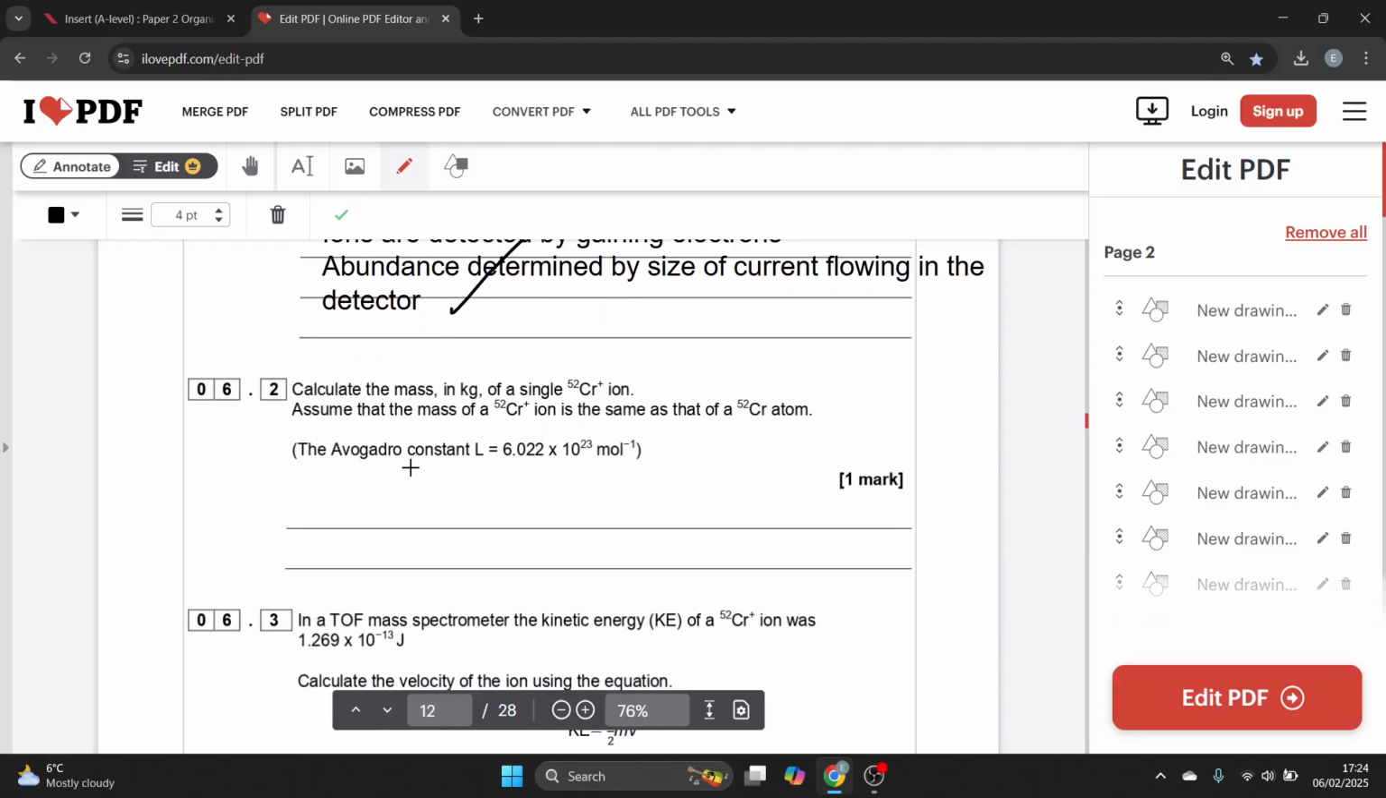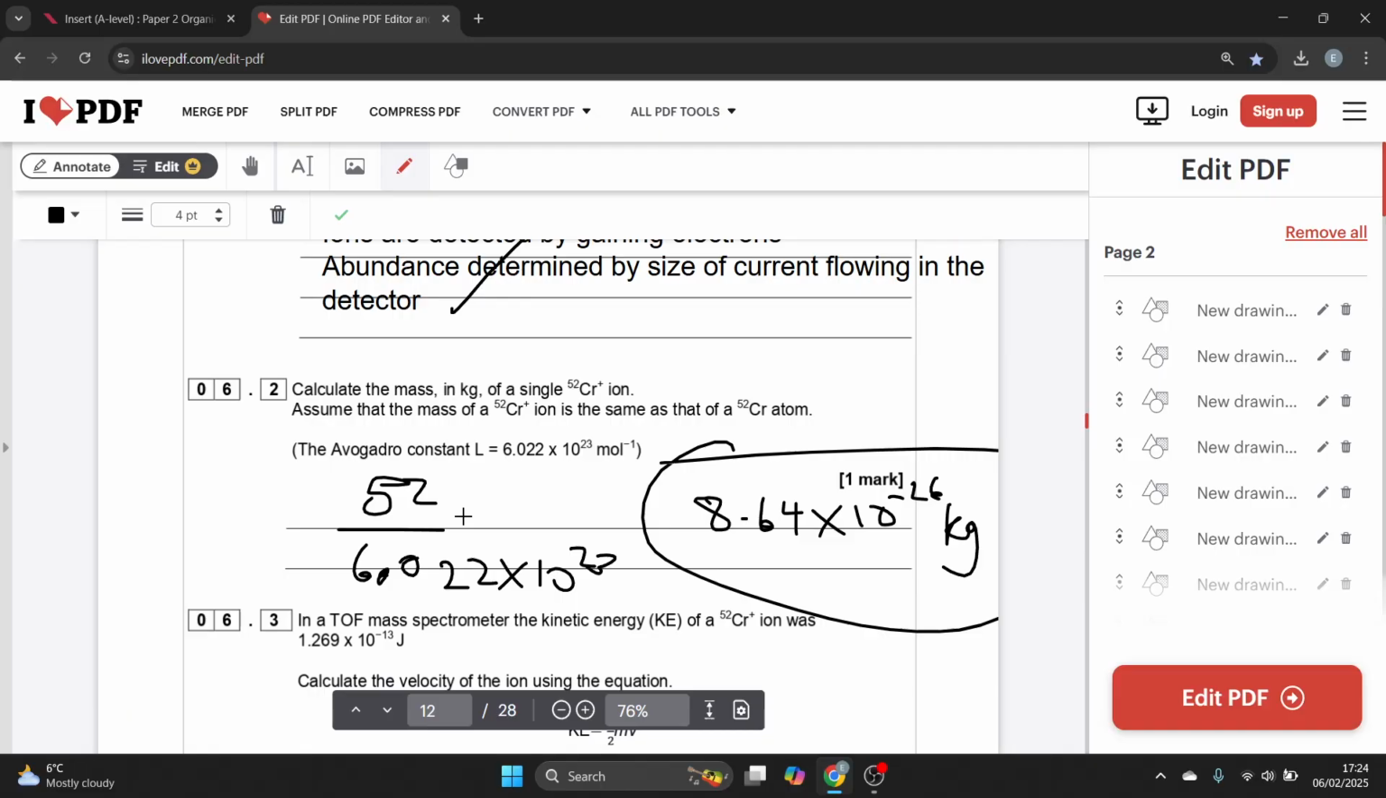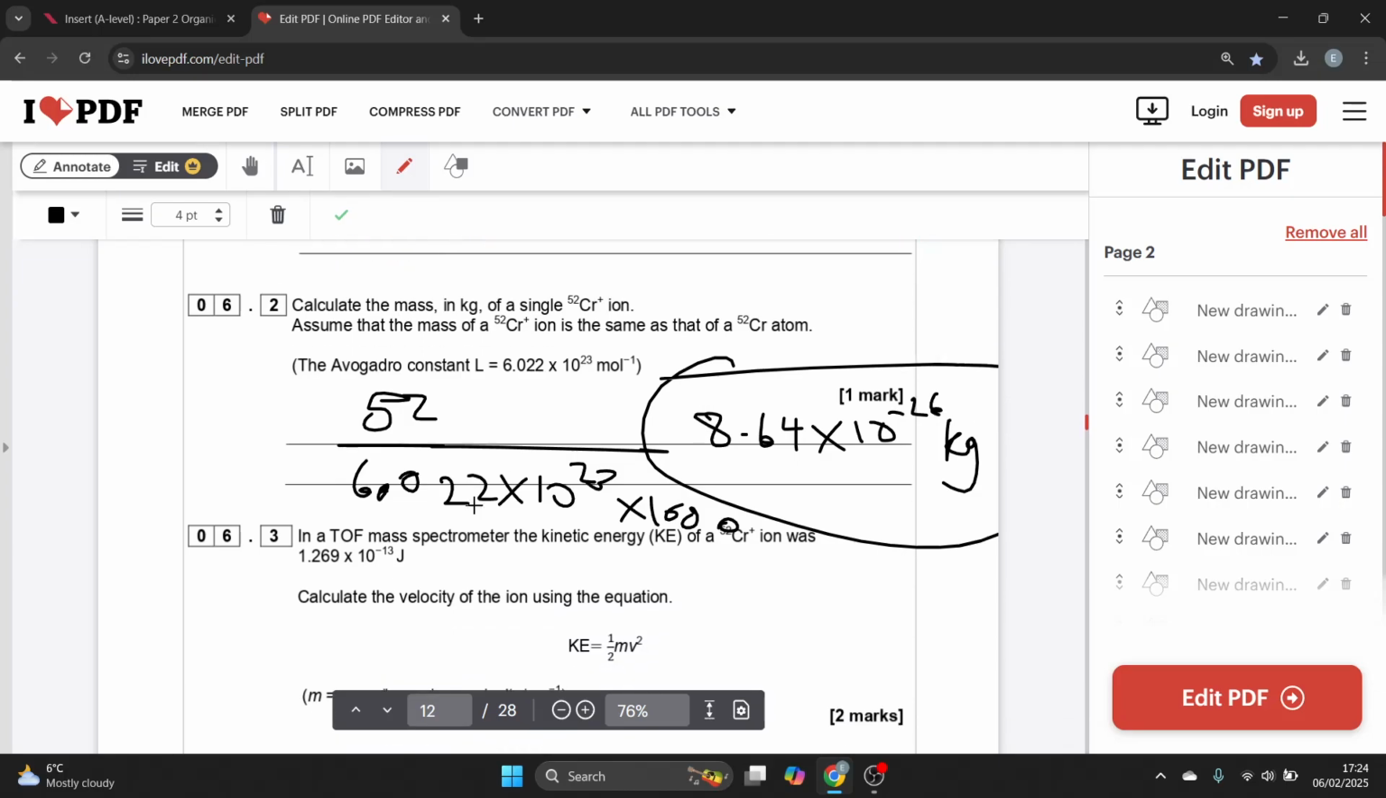So what I have to do first is 52 divided by 6.022 times 10 to the power 23. But I want it in kilograms, so whatever my calculator gives me, I then divide by 1000. And I get 8.64 times 10 to the power minus 26 kg. Or you could just multiply this by 1000, because you're dividing by it anyway, it's the same as dividing by that.